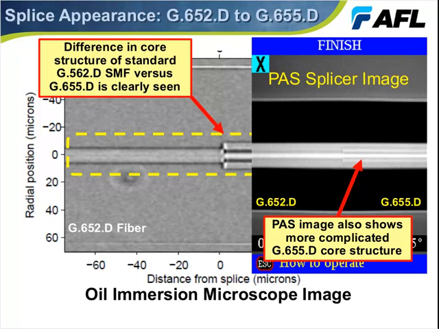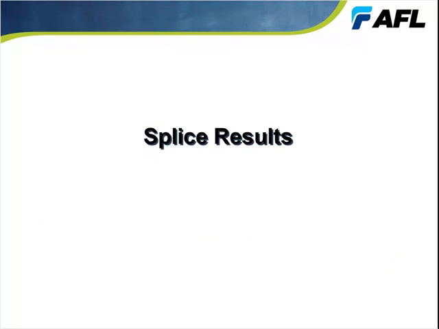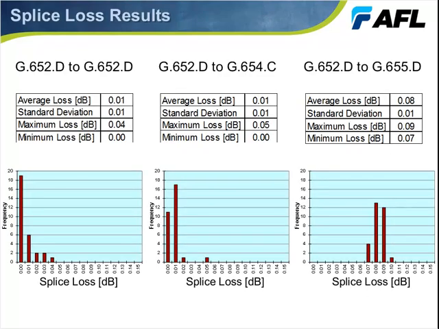So let's move on now and talk about the splice results with these three combinations. This is what we really want to get to. Here we see the splice loss results. You remember before I said that when it comes to the 652 to 654 fiber, the mode field diameter of the two fibers is very similar. So it's very difficult to distinguish between the very low splice loss results with the standard single mode splice to itself versus the standard single mode splice to the G654 fiber.